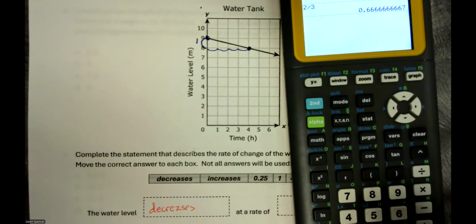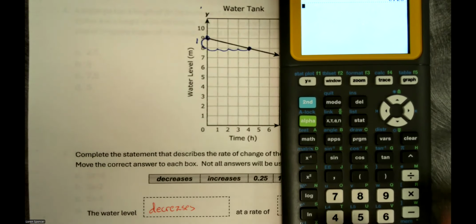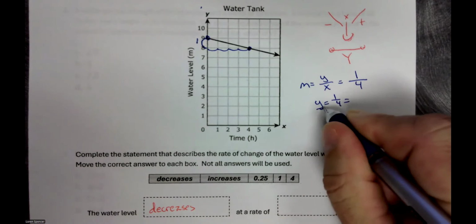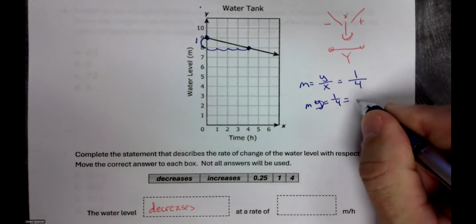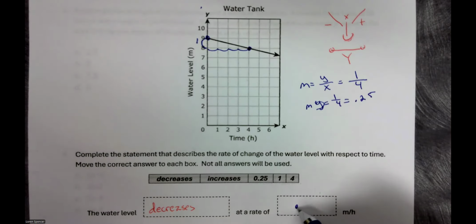But we don't see that. And I'm going to use the calculator real quickly. 1 divided by 4, and we get 0.25. So m equals 1/4, which is 0.25. So that's my slope. So we figured it out that way.